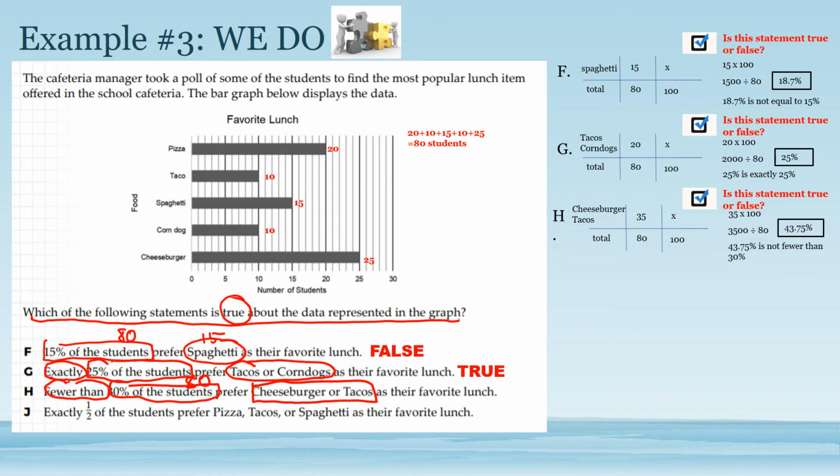Thirty-seven point 43.75% is not fewer than 30%. Therefore, this statement is false.